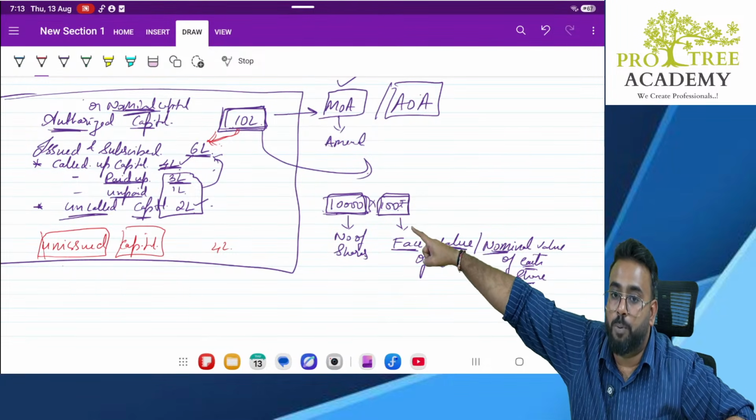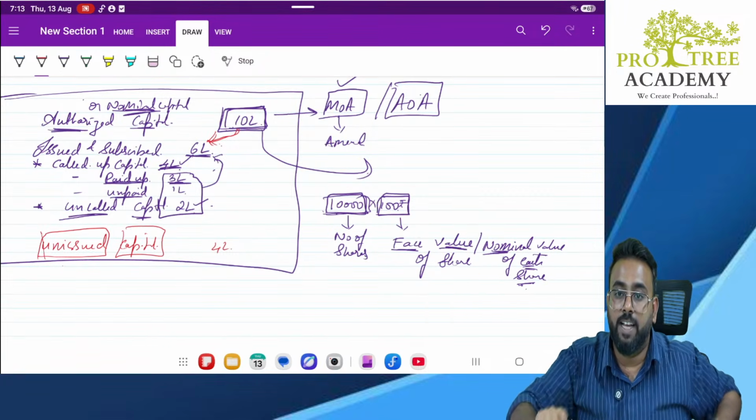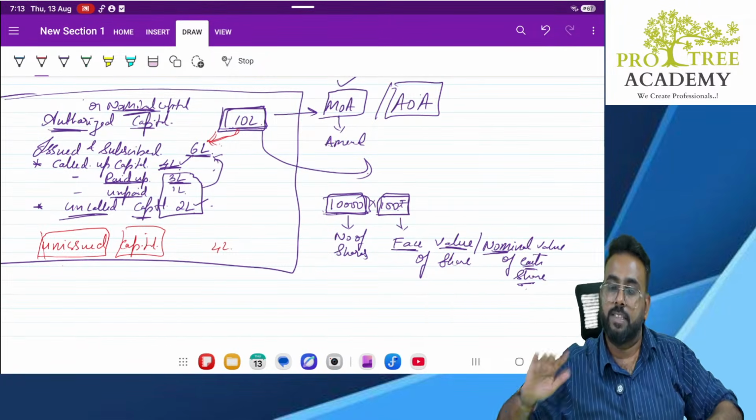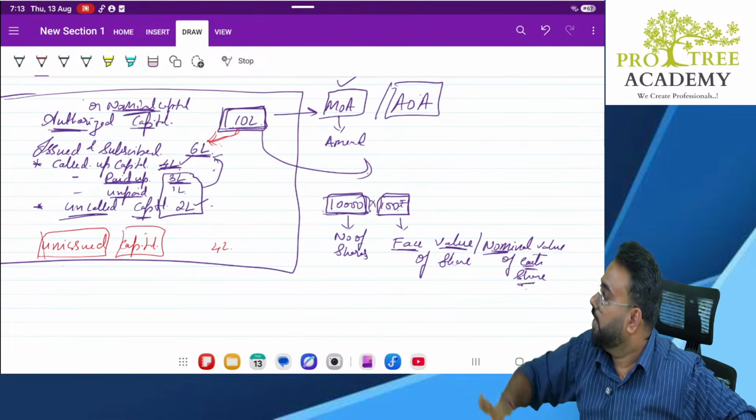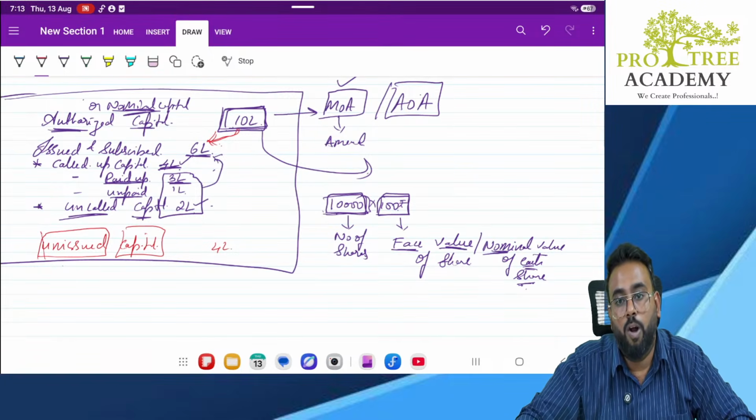So how much was the approval, the issued or subscribed capital? 6 lakh. Out of 6 lakh, what did he say? 4 lakh you first spend, then we'll think, I'll give again 2 lakh. So that 4 lakh which he offered is called up capital.